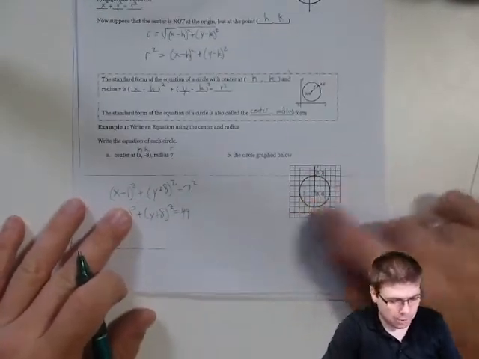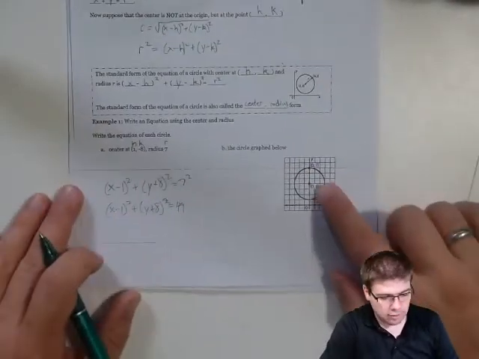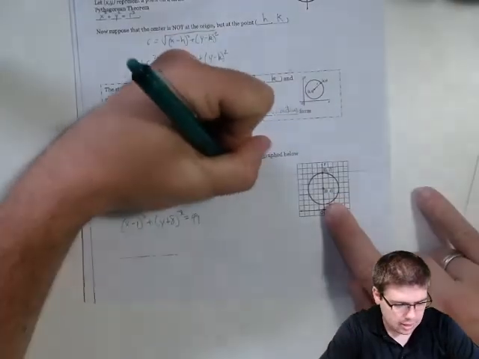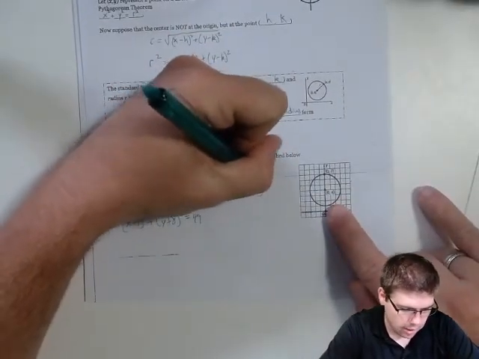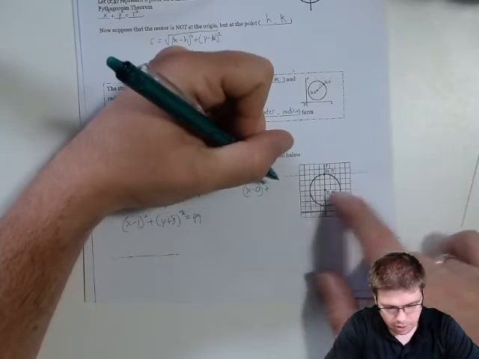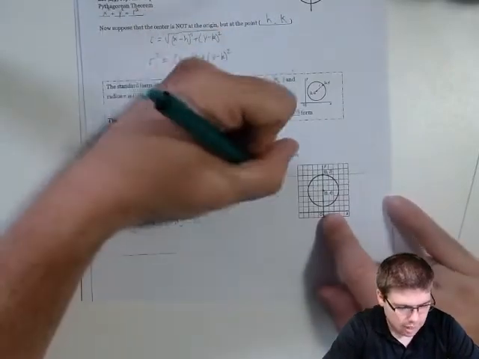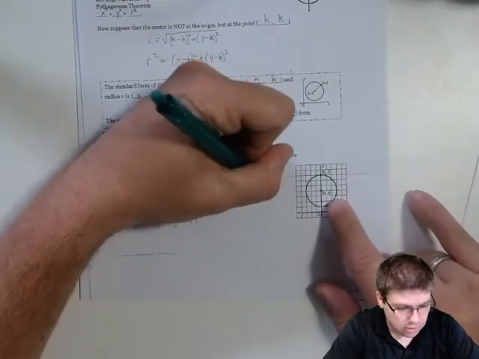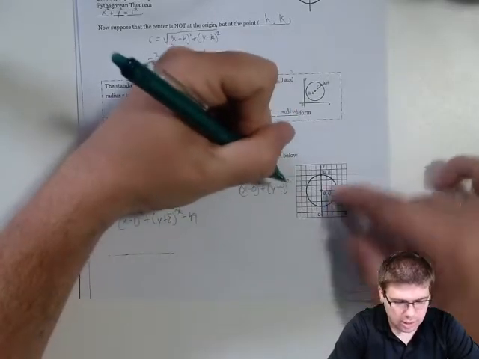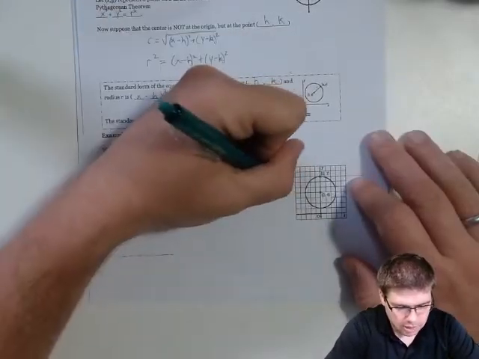In this example, we want all the points that are equidistant from 0, 4. So we're going to do x minus 0 squared, that's how far we are horizontally from that point, plus y minus 4 squared, that's how far we are from the 4, and that should be equal to the radius.